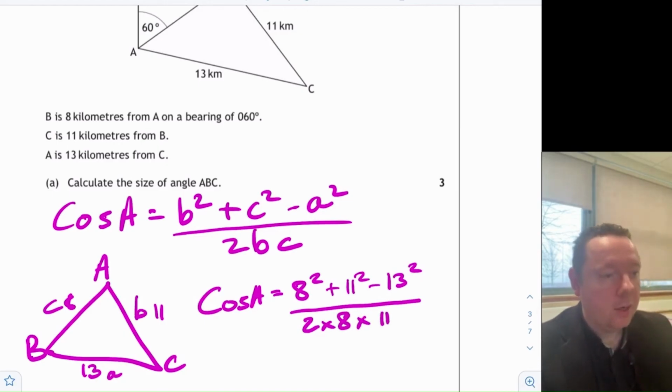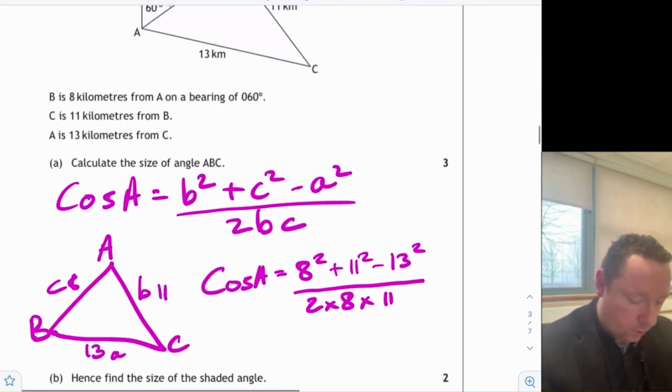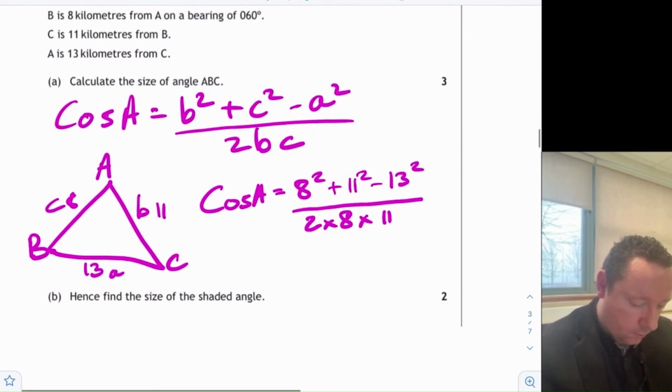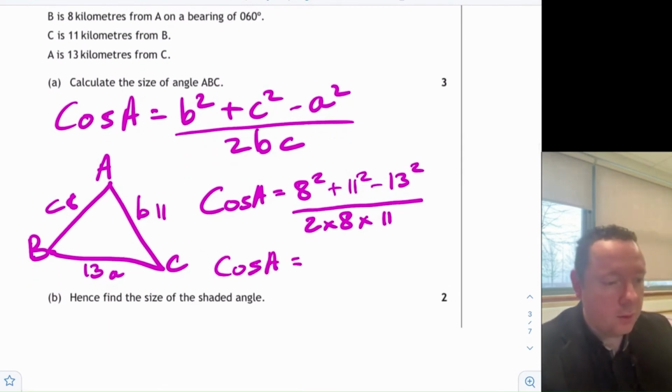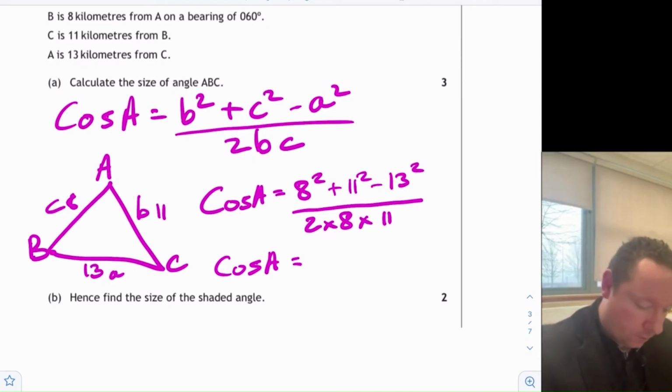And you would get a mark at that point for substituting in. And then we need to work this out. So cos A would equal, using a calculator, you would do 8 squared plus 11 squared minus 13 squared, get an answer, then divide by 2 times 8 times 11, making sure you're using brackets, and you would get 0.09, with a bunch of other numbers.